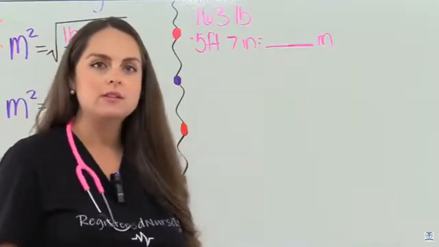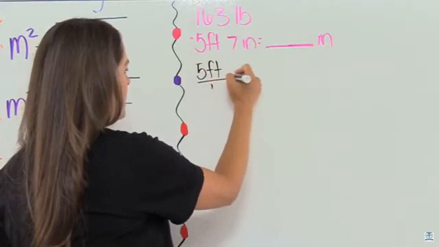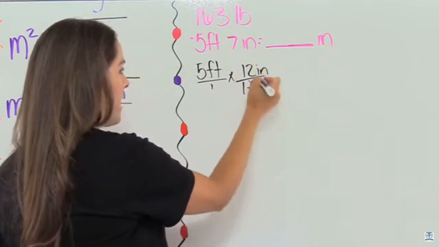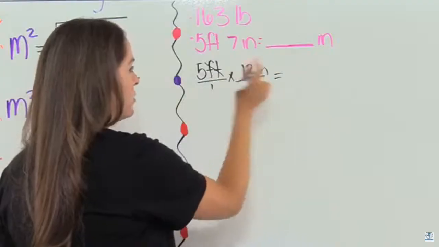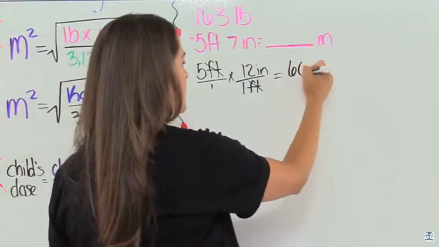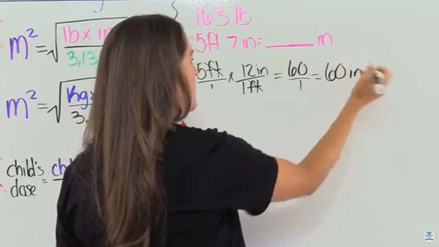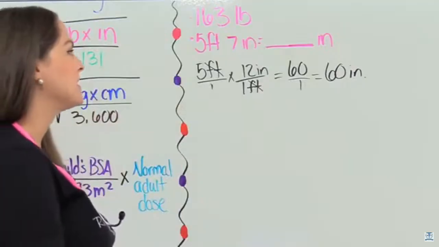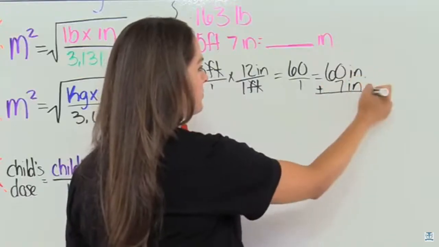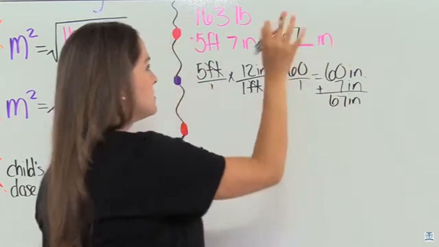So to help us do that, we're going to use a little bit of dimensional analysis. So the patient is 5 feet, and we know that in 1 foot, there's 12 inches. And this cancels out the feet, and we're going to multiply everything at the top and everything at the bottom and then divide. So 5 times 12 is 60. 1 times 1 is 1, and that converts to 60 inches. Now, the patient still is a little bit taller than that. They're 7 inches. So we're going to just simply add that leftover 7 inches up there. 60 plus 7 is 67.